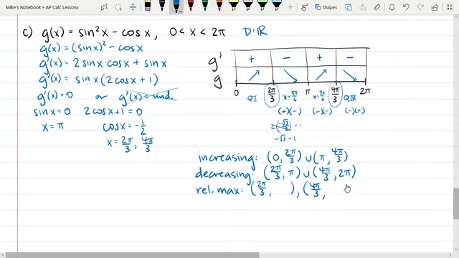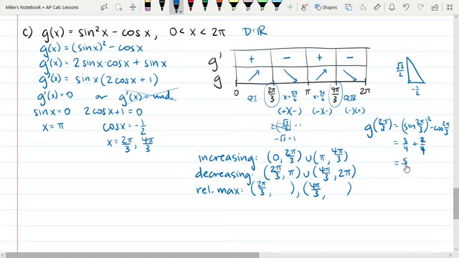Now, to find those y coordinates, let's go ahead and substitute back in. So g of 2 pi thirds is going to be sine of 2 pi thirds squared minus the cosine of 2 pi thirds. Now 2 pi thirds again is right there. That's a negative 1/2 for the cosine. It's a √3/2 for the sine. So sine of 2 pi thirds is √3/2. When you square that, that's going to be 3/4 minus, and then the cosine of 2 pi thirds is a negative 1/2, so plus 1/2, which is really 2/4, so we get 5/4.